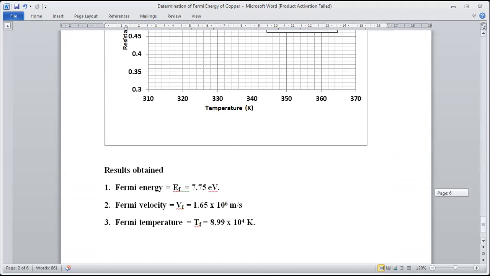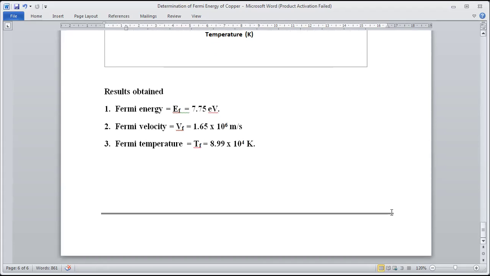Our calculation shows that we obtained the Fermi energy EF equal to 7.75 electron volt. The standard value of this Fermi energy is 7 electron volt. So this shows that our results are in good agreement with the reported values. Fermi velocity comes around 1.65 × 10⁶ meter per second, and Fermi temperature comes about 8.99 × 10⁴ Kelvin.